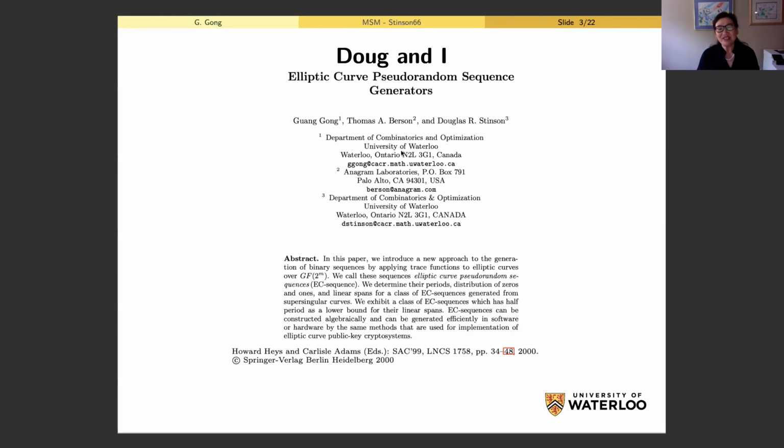Then after I joined Waterloo, we found that Waterloo is always thought of as the birthplace of ECC. So we wanted to look at how we can generate a random bit from the elliptic curve. This is the first work we did. Then we presented it at SAC 1999, which I think was also in Waterloo.